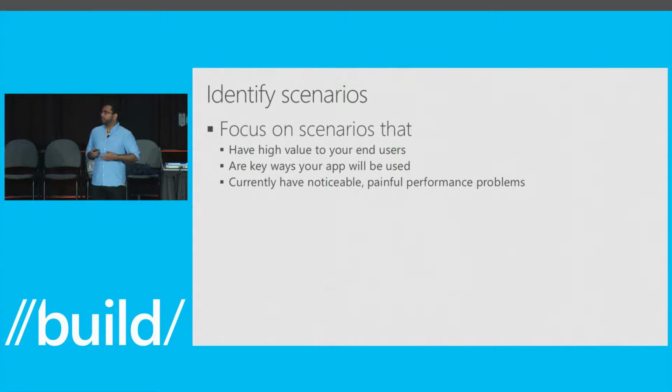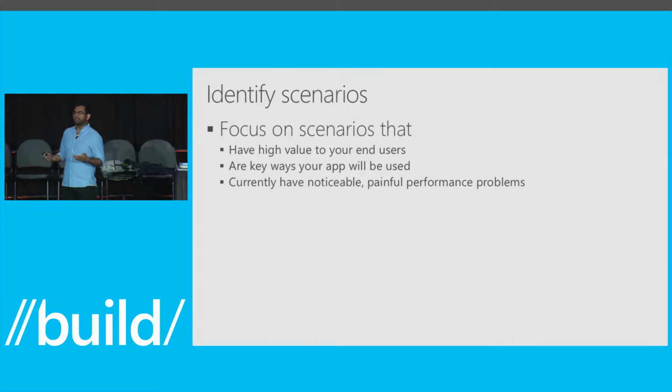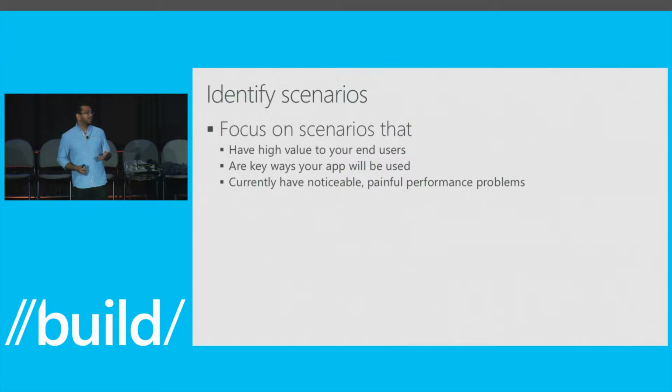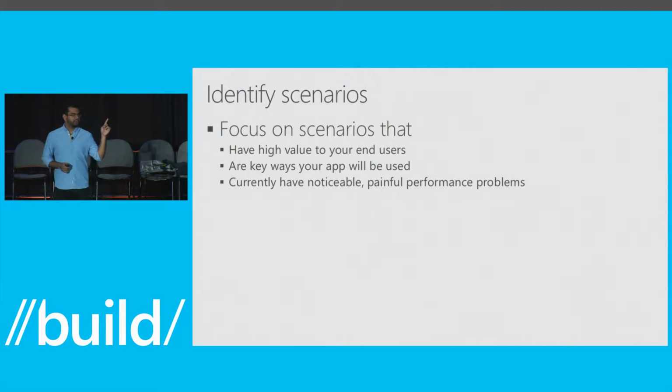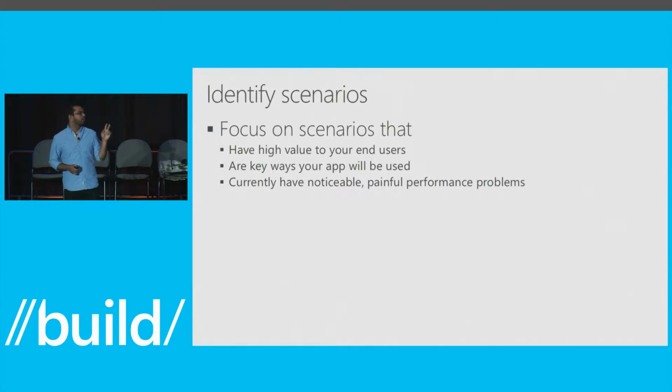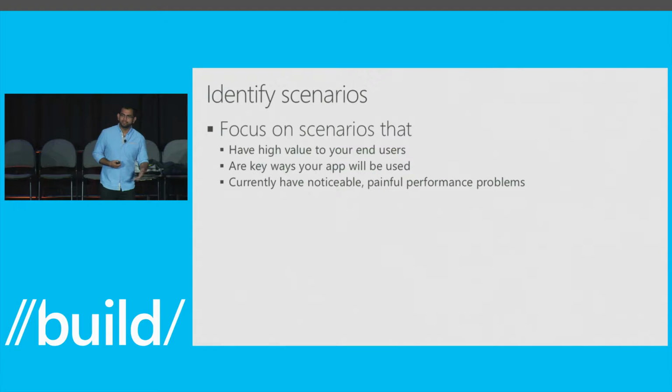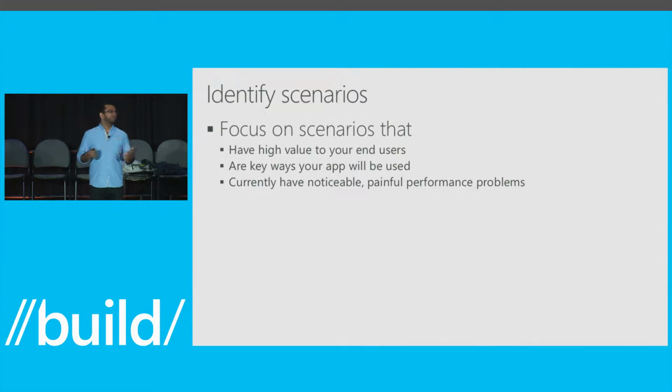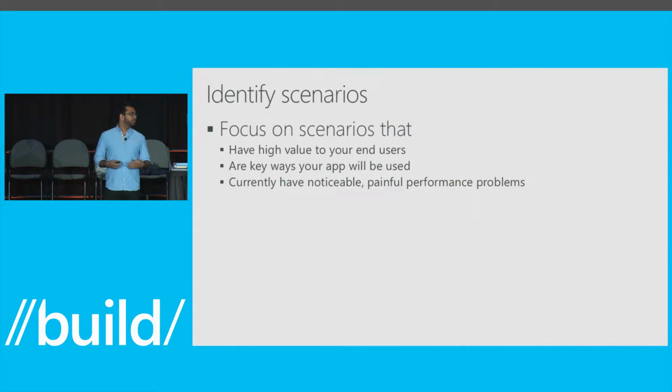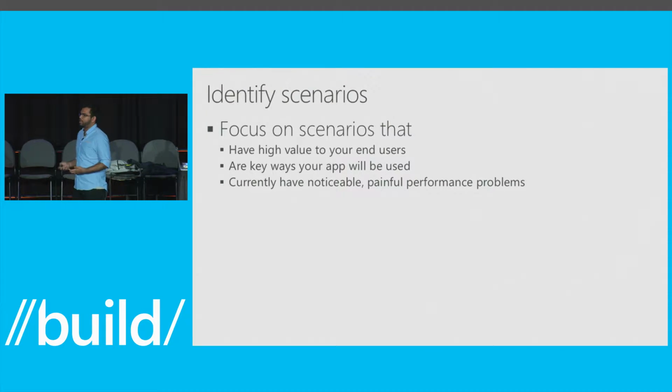Now, once you have the tools, really the first step in getting started with performance analysis is identifying your scenarios. Now, you want to focus on scenarios that have high value to your end users, are key ways your app will be used, and currently have noticeable, painful performance problems. And the reason we want to do that is we want to spend our time where it counts, and we want to turn those experiences that make our customers want to leave into ones that make them want to stay, come back, leave ratings and good feedback that attract more and more people to our apps, so we have more and more people spending time in our apps.